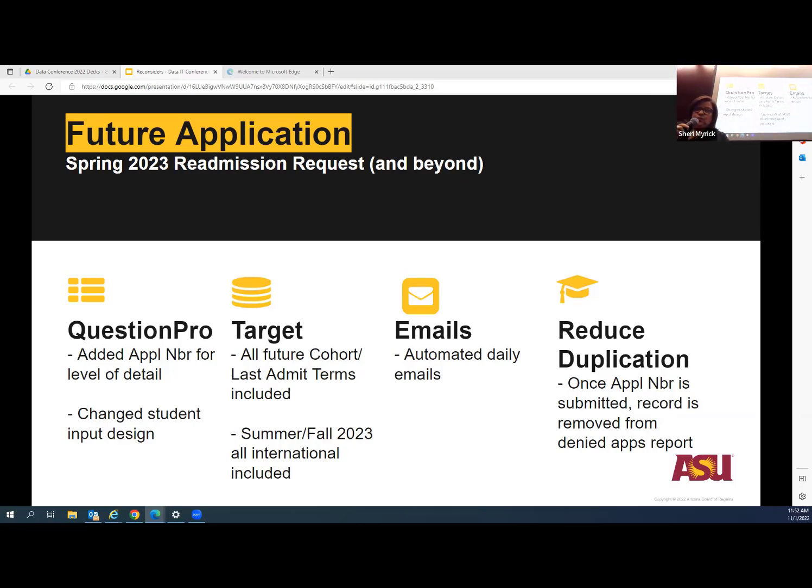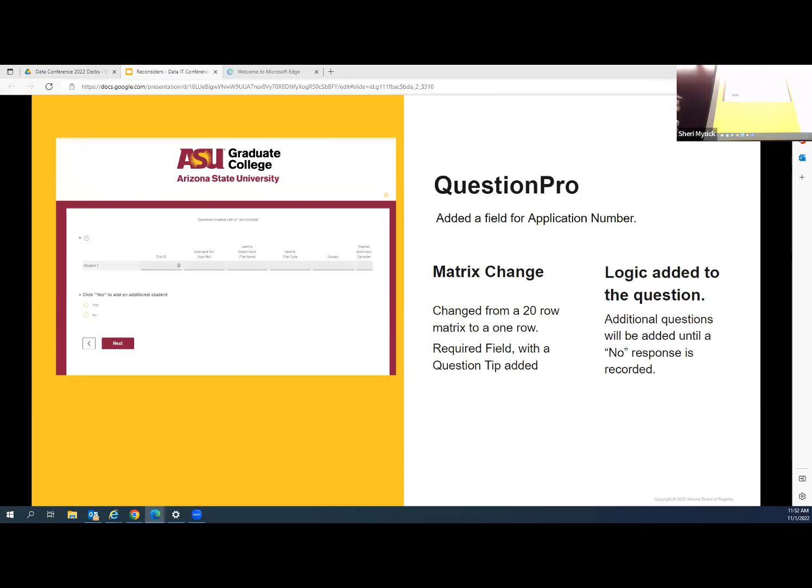So let's go over the changes we've made. One was in QuestionPro. We changed it from a 20 row layout to a 1 row and added the question, do you have an additional student? That did change the data set on Jeff's end because it added an additional column after each student, so he had to account for that. But this allows us to make it required. Every single text box is a required field now, and if you hit no, it takes you right to the end of the survey.